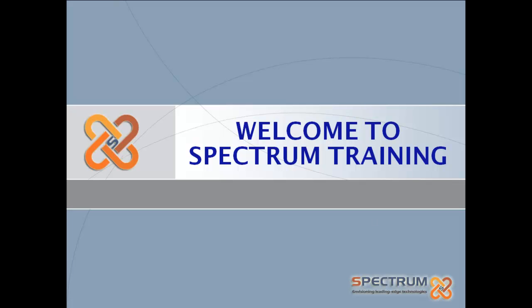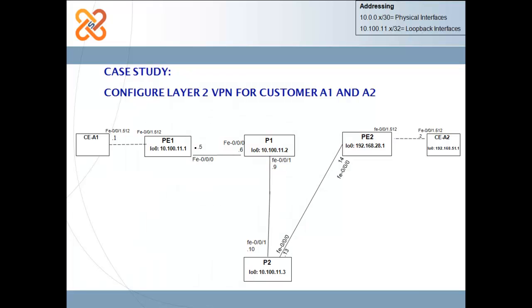My name is Uzair Siddiqui and today I will teach you how to configure L2VPN. So this will be the case study which we will be using during our configuration. Configure L2VPN for customers A1 and A2 through our network. These two customers want an L2VPN through our network. This is our PE1 router, P1, P2 routers, and this is our PE2 router.